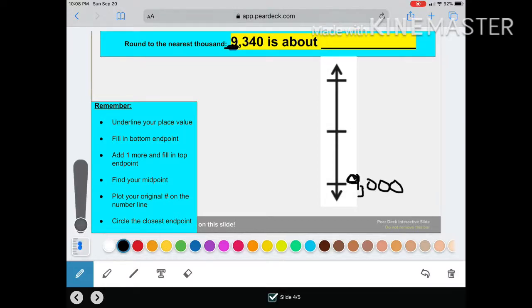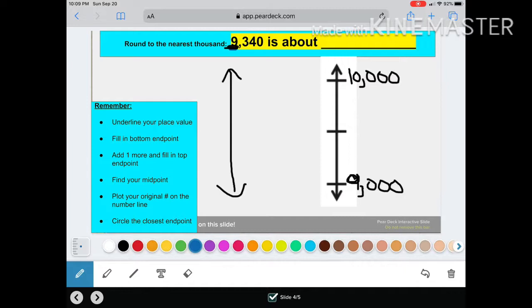Add one more to fill the top. 1,000 more than 9,000. What is it? Good job, 10,000. Then find your midpoint. Please don't stop. Let's go ahead and use our trick on the side, underlining our first number all the way until we get to our first 0.